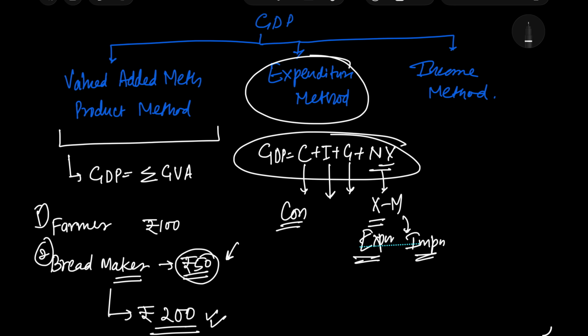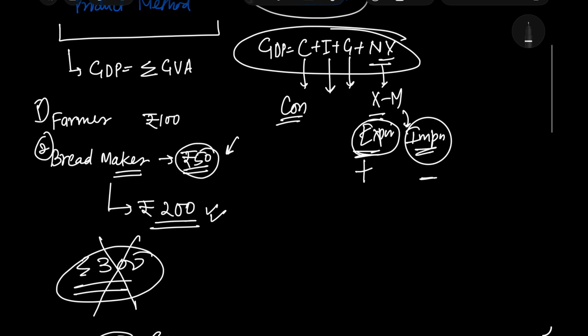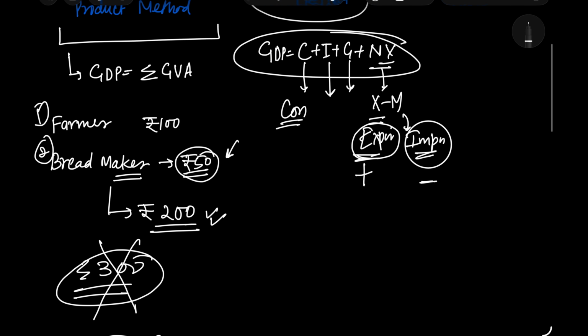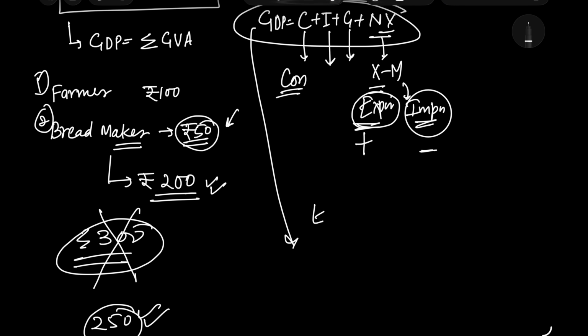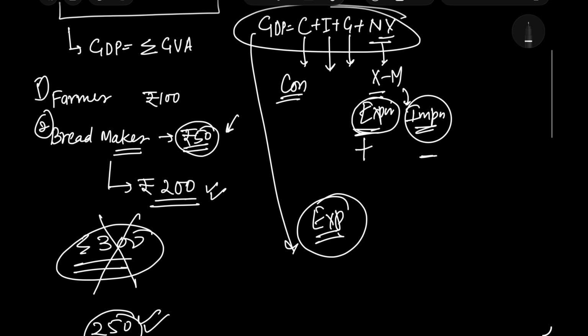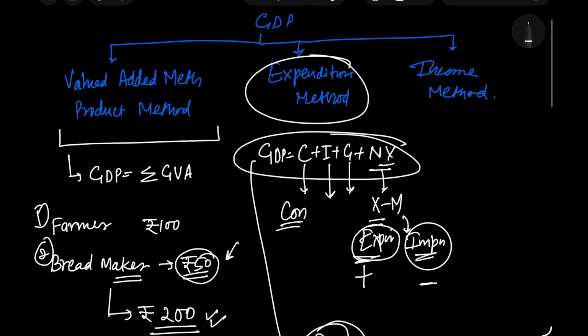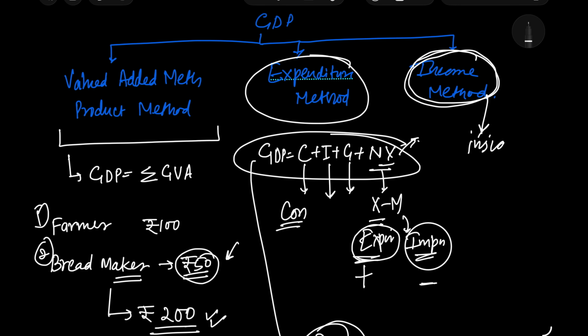X minus M means how much of the good we are consuming from the outside, and how much of the good we are sending outside, or maybe the outside people are consuming ours. When outside people are consuming our commodities, it will add up, and when we are consuming the products from outside, it will subtract. As the name says, this one is expenditure oriented. How much people are consuming in this method of calculation leads to how much money is going out of the pocket. In the income method it calculates how much money is coming inside the pocket.